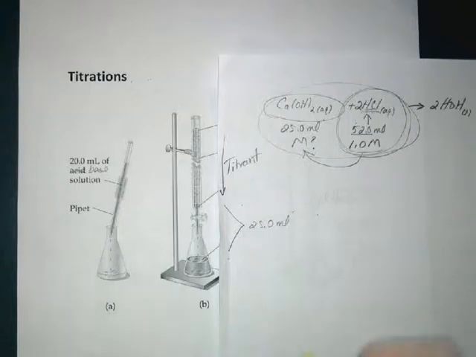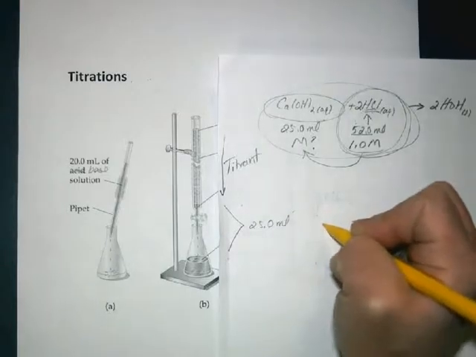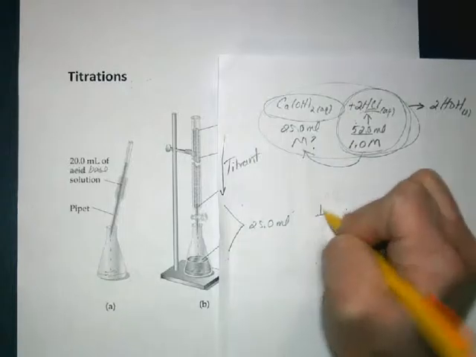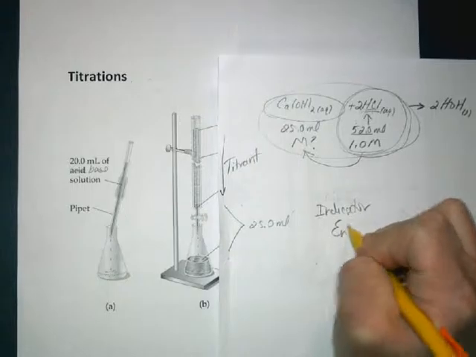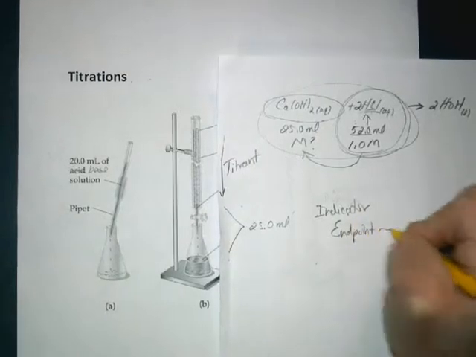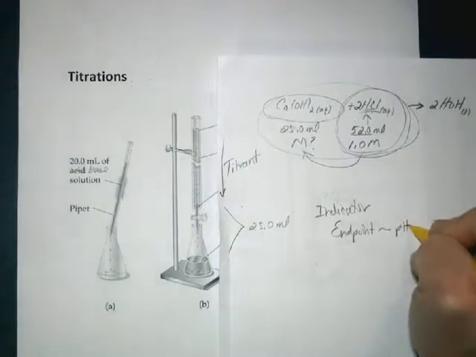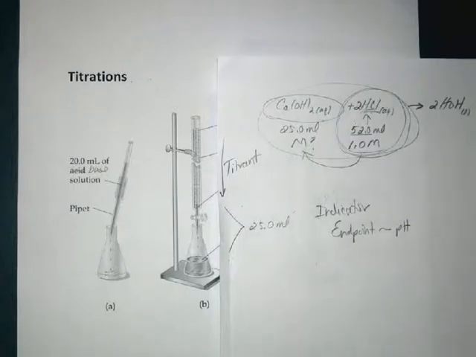An indicator is chosen based on the indicator's end point. The end point is the pH at which the indicator changes color. So we want the end point, the pH of that, to be approximately the pH of the equivalence point or the stoichiometric point.